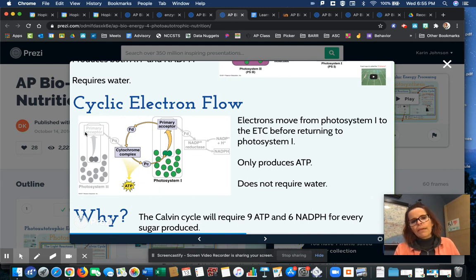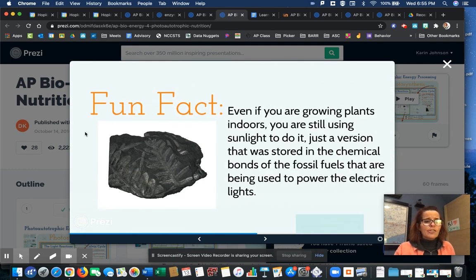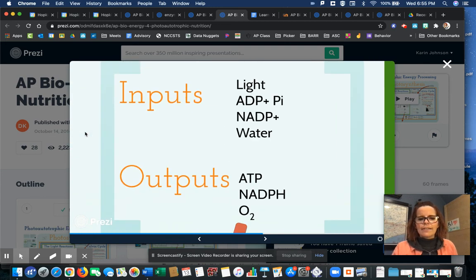In that case, we make a little ATP, but we're not storing up the sun's energy in glucose or whatever. And of course, that's not happening in us. It's happening in plants. All right, great analogy, definitely worth taking a look at.